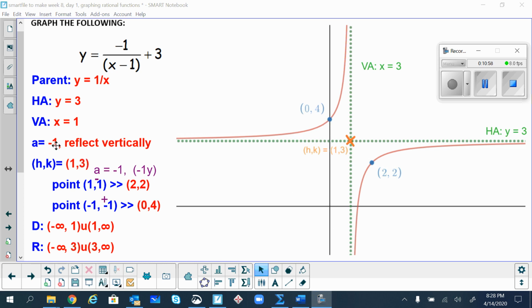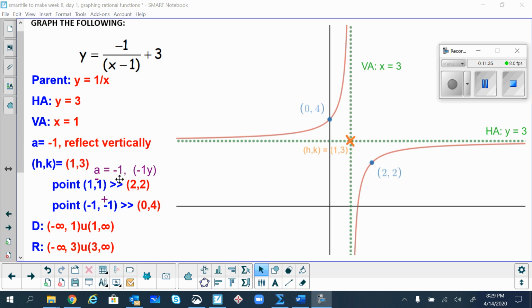We see that our A value is -1. So that means we're going to be reflecting vertically. So we're reflecting over the x-axis, over the horizontal asymptote of y equals 3. So we start with our HK point, and our HK point is 1, 3. You can see it here with the orange X. So now we need to figure out where our 2 exact points are going to be. And when we have a function that's 1 over x, we normally go 1, 1 to get one of the points from HK, and the other point is -1, -1 from the HK.